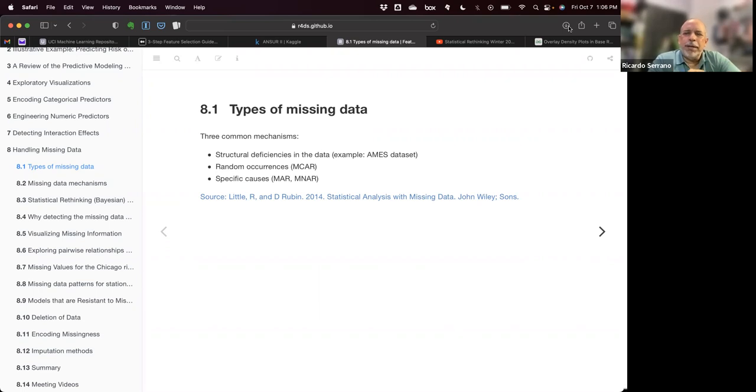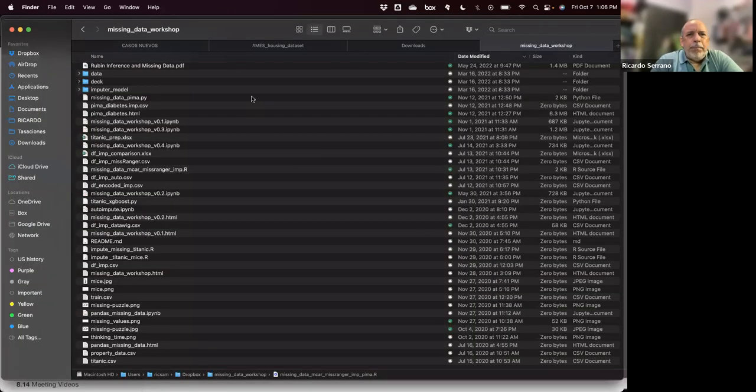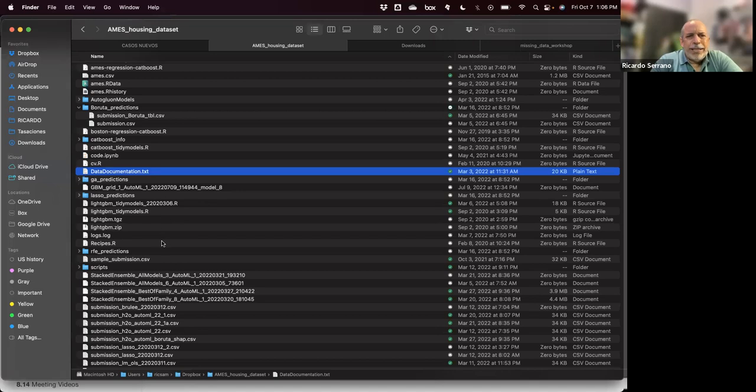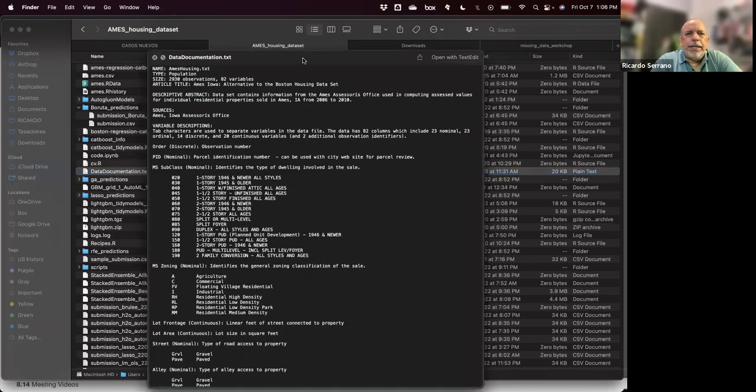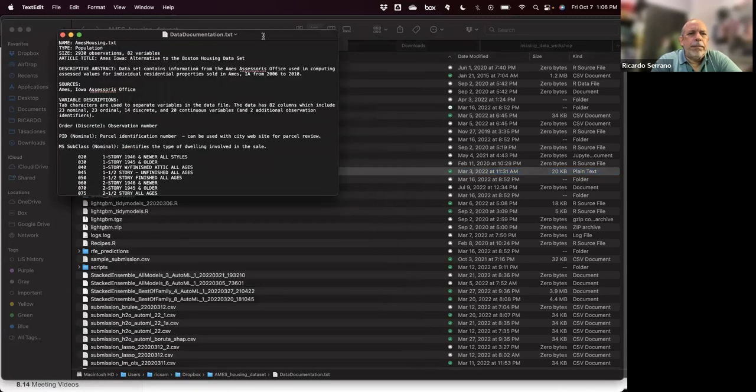So one of the things that we have to practice to deal with missing data is first to try to understand how the data was collected. That will give you very good insight into the significance of those missing values. For example, let me show you, I think I have it here, the data dictionary or data documentation from that particular data set, the Ames data set. Okay, can you see it? Let me make it a little bit bigger.